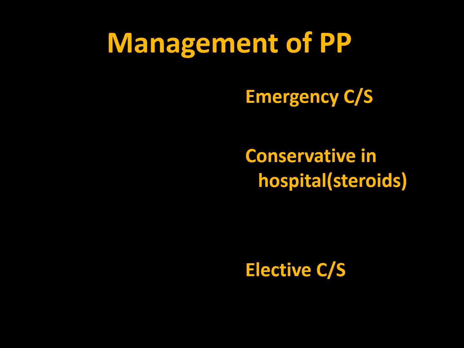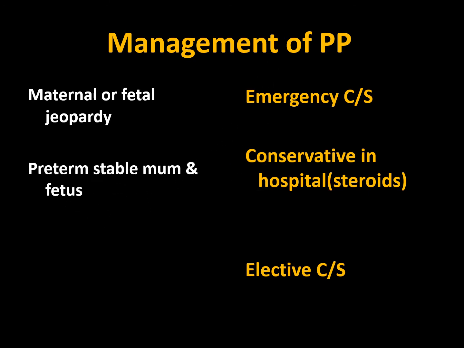Our target with placenta previa is to deliver by cesarean section. The question is, should it be an emergency or elective cesarean section? If the mother or the fetus show any evidence of stress, then we do an emergency cesarean section. If preterm, with stable mother and fetus, then admit to the hospital, conservative management, observe vaginal bleeding, and give steroids to enhance fetal lung maturity. And if at term, or unstable mother and baby, do an elective cesarean section.